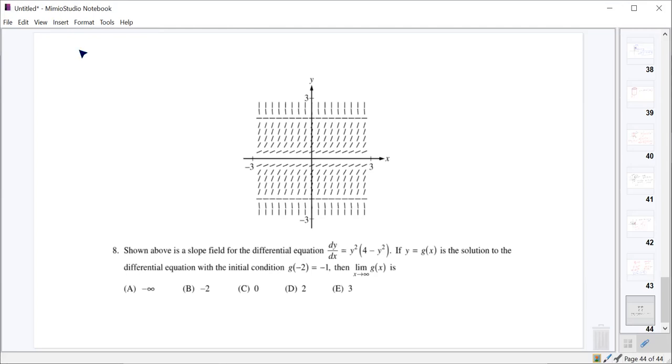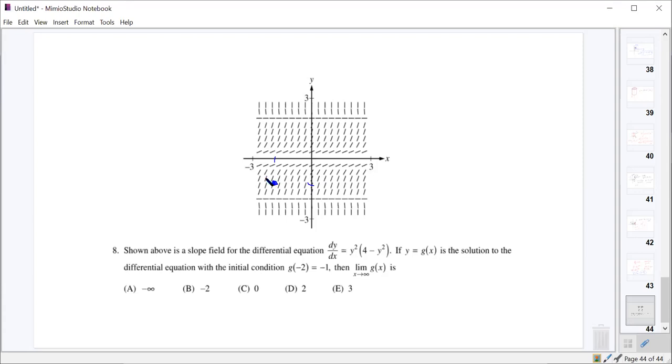Okay, can you guys see that? Is that in there now? Yep. Okay, cool. So we've got the slope field for y squared times (4 minus y squared). If y = g(x) is the solution to the differential equation with the initial condition that g(-2) = -1, we want the limit as x approaches infinity of g(x). Remember that the solution to a differential equation is just the curve that you would sketch if you went through that point. So we're going to go to the point (-2, -1), which would be right about there.